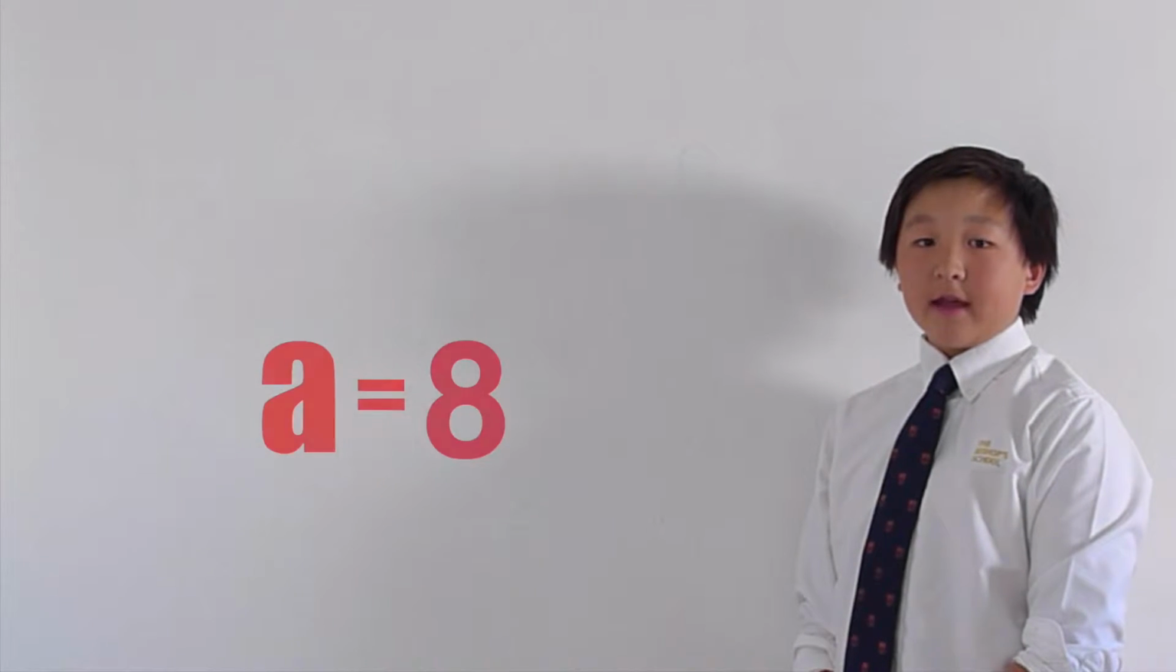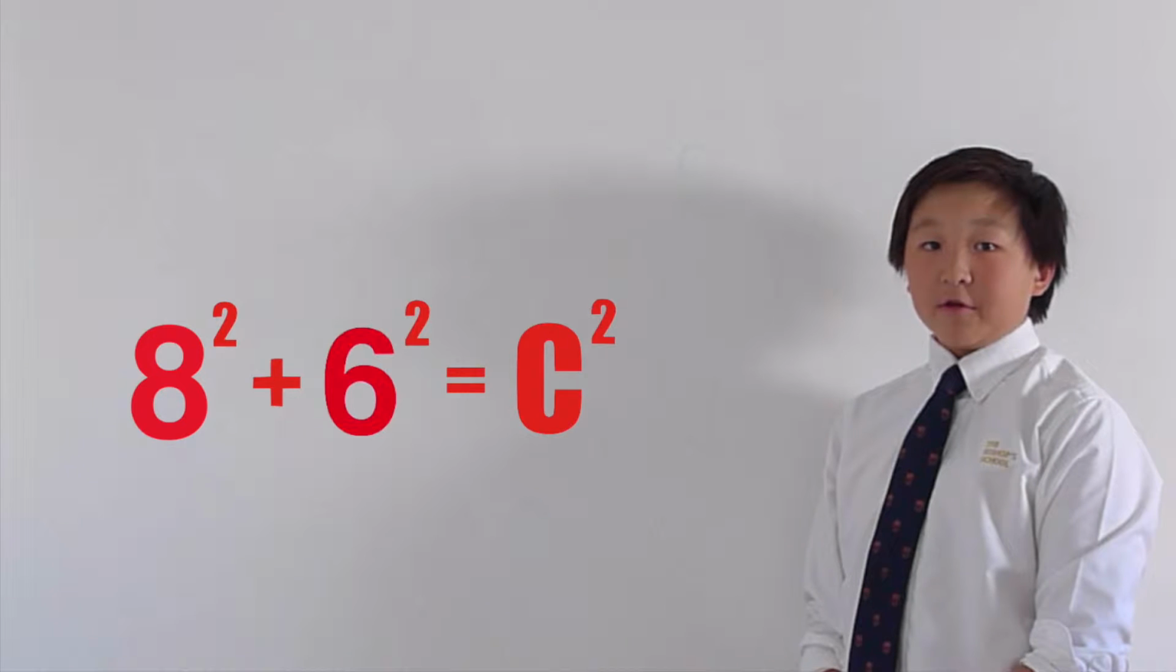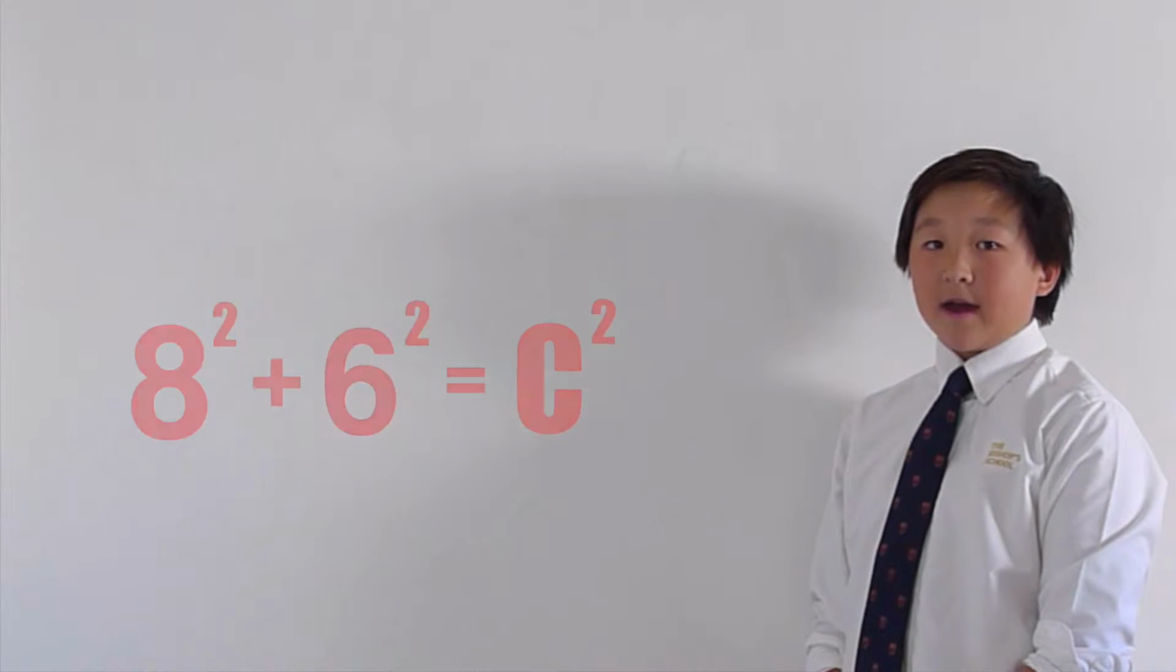By plugging in the distance that Austin ran, or the first side of the right triangle, for the value of a, which is 8, and the distance that Dash ran, or the second side of the right triangle, for the value of b, which is 6, we are now able to solve for the value of c, also known as the hypotenuse.